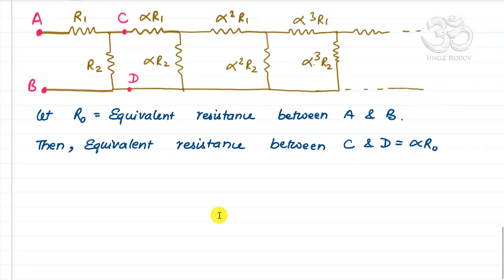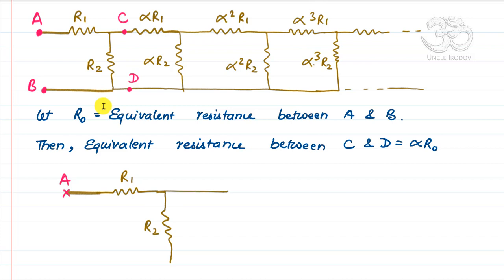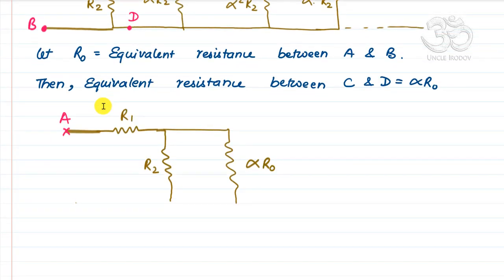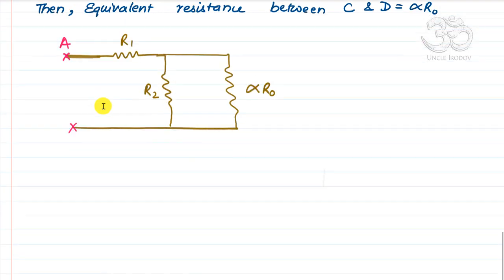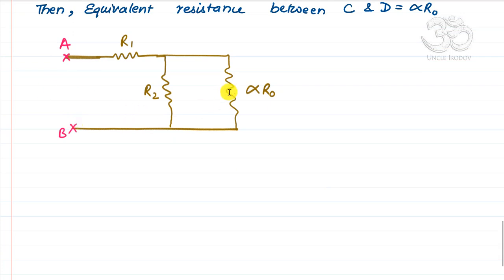And then how will you be able to solve this problem? You just have to redraw the entire circuit and say that there is a point A on the left hand side on the top. Starting from there, the first one which I encounter is R1, then I encounter R2 in another branch that goes down, and then in place of everything else I will put alpha R0, because that's the equivalent between C and D. And now I can figure out the equivalent of these things. So I can find out the equivalent of alpha R0 and R2, and what will that be?